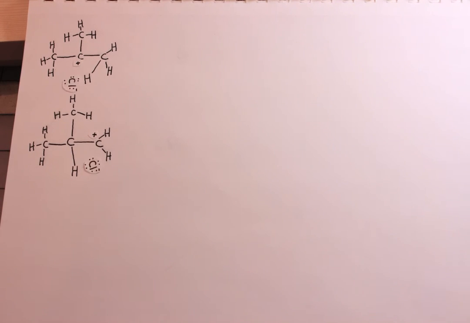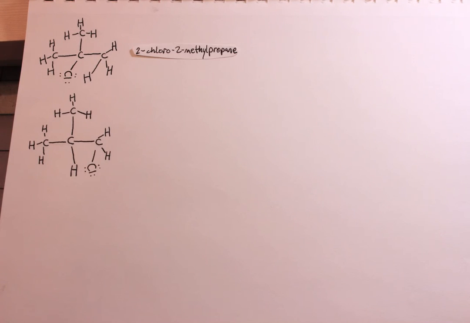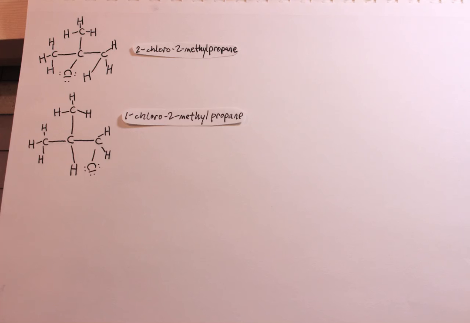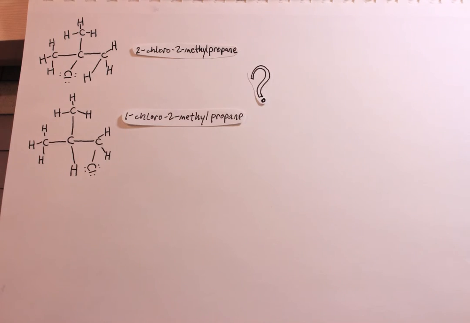In the first reaction, we will end with the alkyl halide 2-chloro-2-methylpropane. In the second reaction, we end with 1-chloro-2-methylpropane. So, which actually forms? Do both form? It turns out in this reaction, only 2-chloro-2-methylpropane, or tert-butyl chloride, forms.